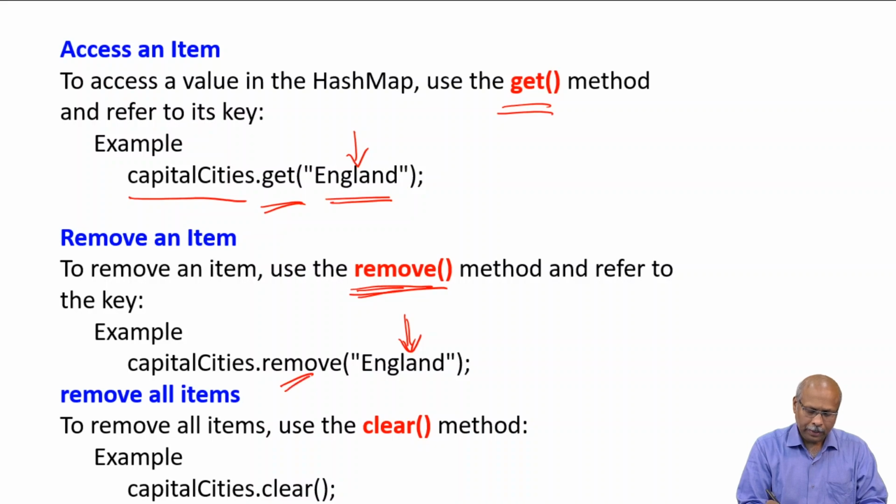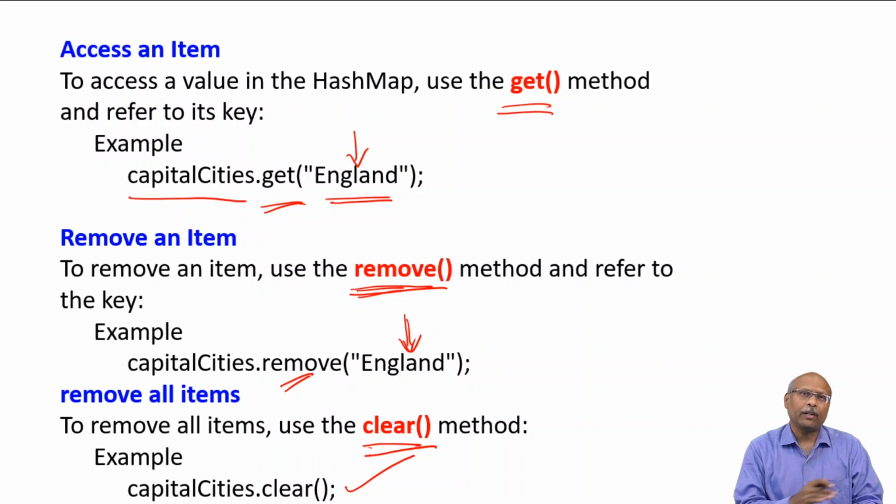Getting, removing. Similarly, sometimes you may be asked to clear all the items of the map, because you want to redesign or reinsert. In that case, clear will remove all items at a time. In the case of remove, it removes only one at a time. In the case of clear, it removes all at a time. So capitalCities.clear will remove the entire map.